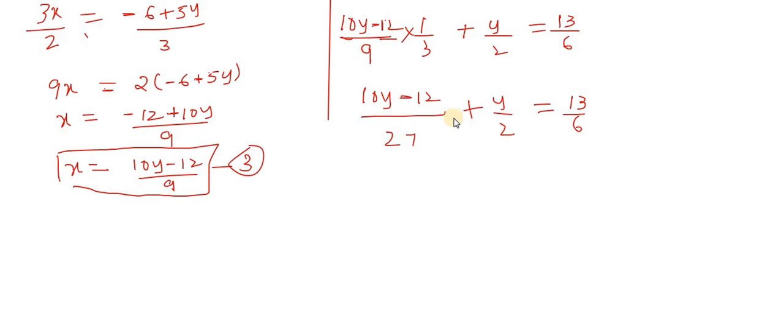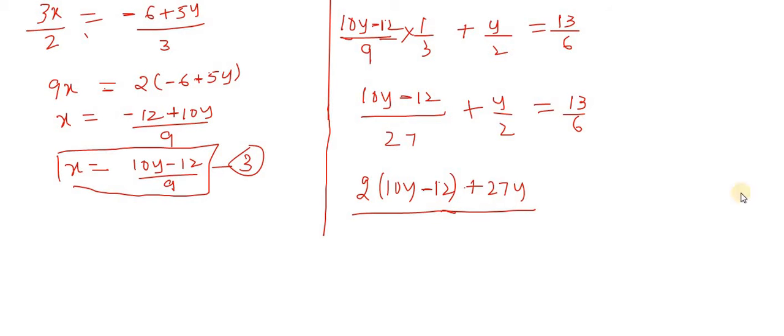Now simplify it further, cross multiply. Now it becomes only one fraction. Now you can cross multiply. We cross multiply 2 into 10y minus 12, plus y into 27, that is 27y, divided by 27 into 2. What is 27 into 2? It is nothing but 54. So 54, which is equals to 13 by 6.